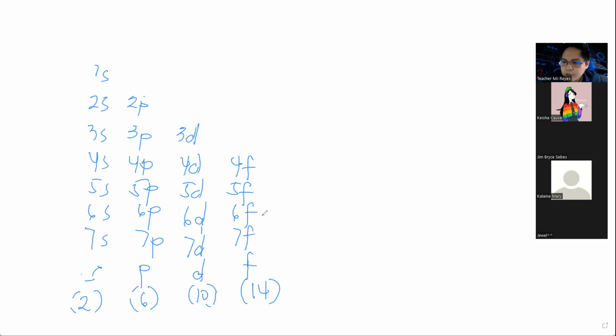How can we get the electron configuration? Hang on, let me check my periodic table. Let's have silicon. The atomic number of silicon is 14. So silicon is equal to 14. That's the atomic number of silicon. How can we extract the electron configuration? This is the pattern. Look at the pattern.